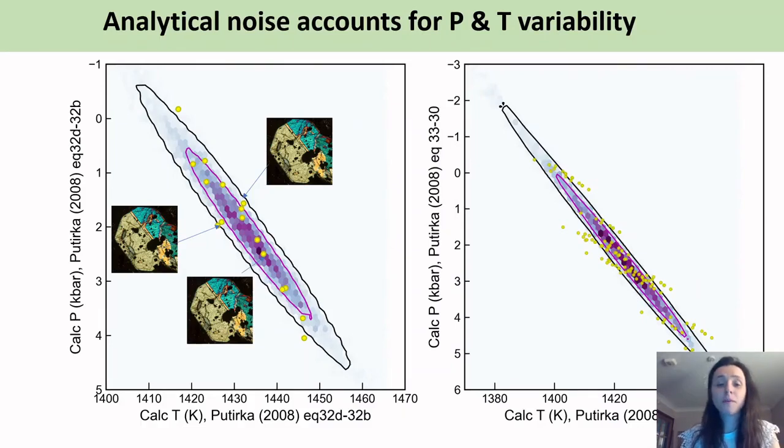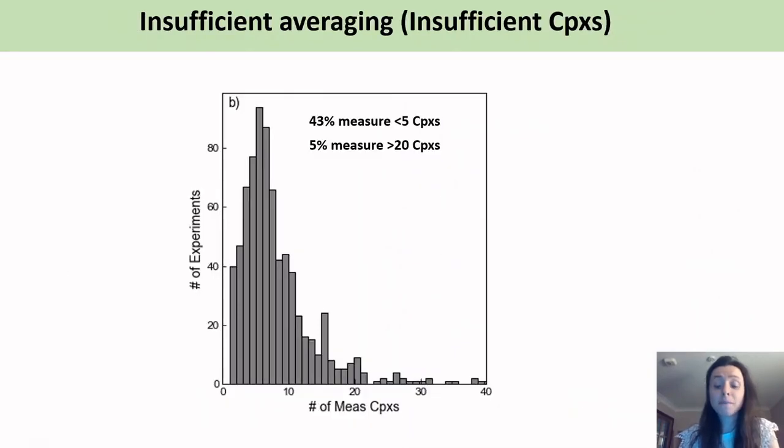Now, many of you are probably thinking, well, this error is random analytically, so if we measure enough Cpxs from a given experimental charge, it's going to average out. And that's true if you measure as many Cpxs as David did. Unfortunately, when we compile the number of Cpxs measured in different experimental charges, we see 40 measured a single Cpx, and 43% of the entire dataset measured less than 5 Cpxs.